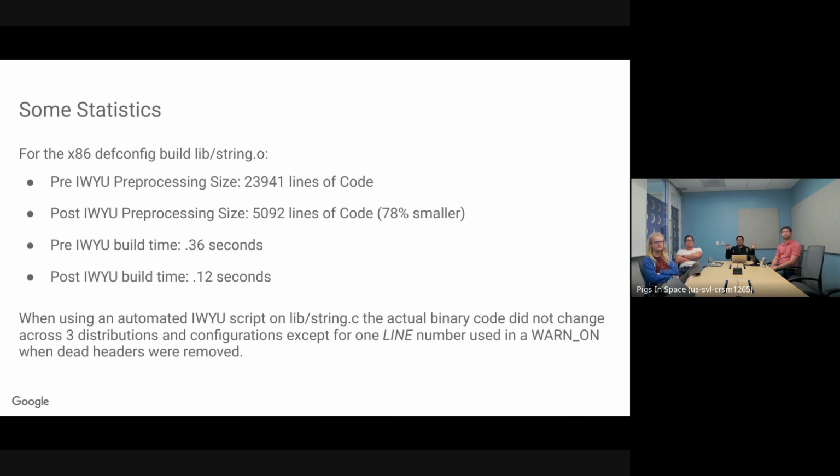Once we use include-what-you-use, we get it down to 5,000 lines. So it's 80% smaller, and it cuts the build time by a third. So it removes 0.24 seconds, and this adds up if we use it on multiple other files as well. So you can really save a lot of time.